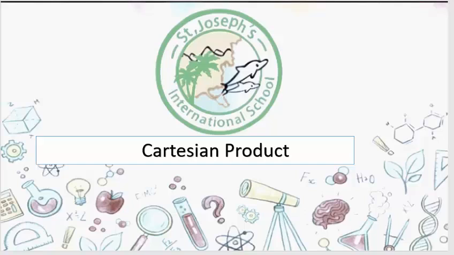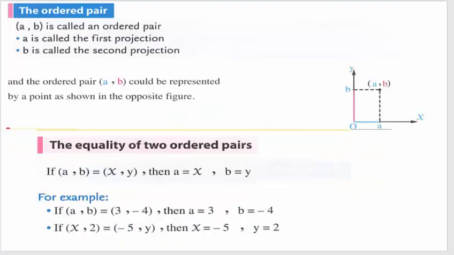Good evening, everybody. Today we will talk about lesson 1 in algebra for part 3, which is the Cartesian product. Before we start, we need to know what is the meaning of an ordered pair.